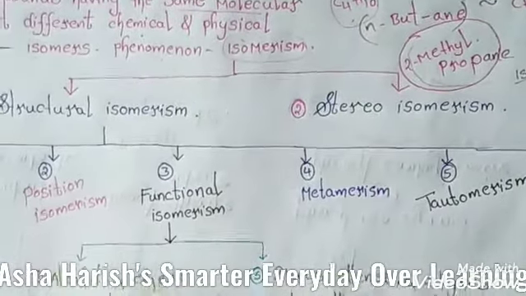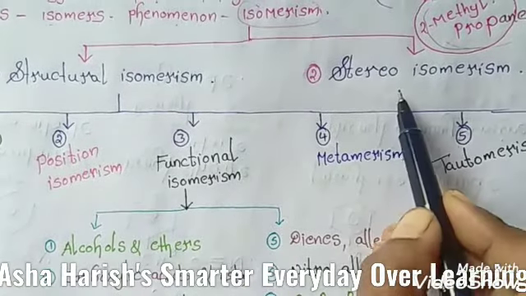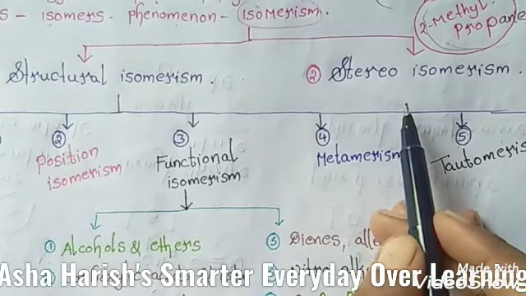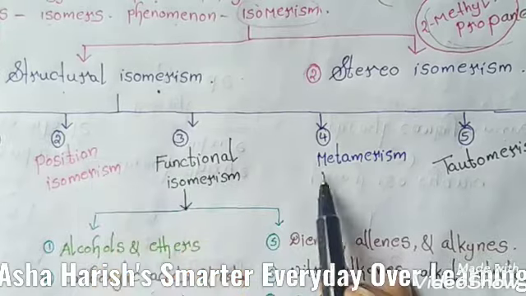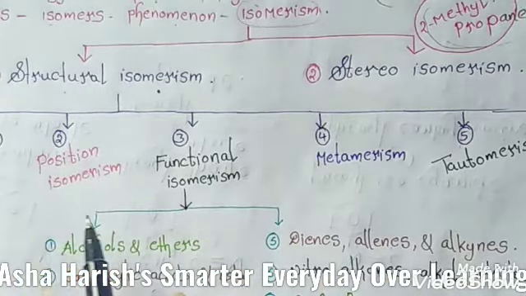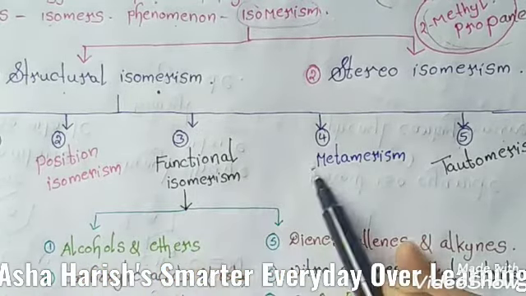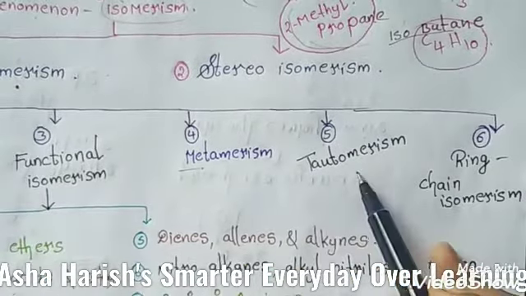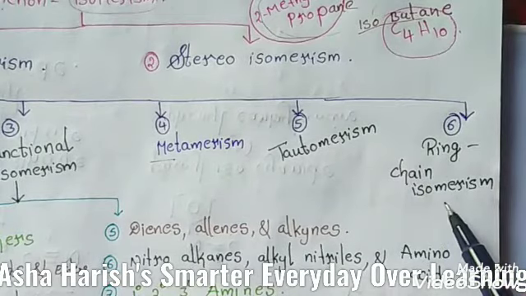Here you have to see the isomerism types: structural isomerism and stereoisomerism. There are two categories, and again in structural isomerism you are going to have 6 types. The first one is chain or nuclear isomerism, then position isomerism, functional isomerism, the fourth is metamerism, the fifth is tautomerism, and the sixth is ring or chain isomerism.